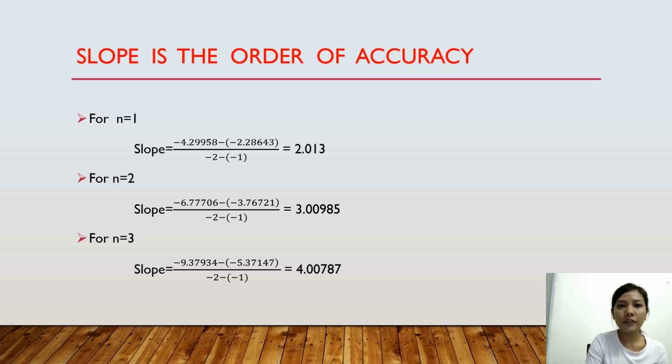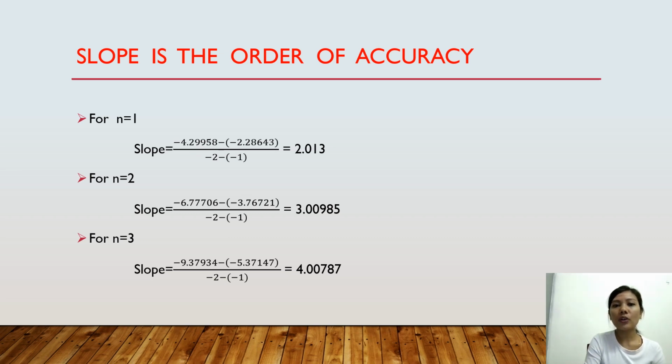The slope for the different values of n is as follows. For n equal to 1, the slope is equal to 2.013. That means we can say that the slope is equal to 2. For n equal to 2, the slope is equal to 3.00985, that is equal to 3. For n equal to 3, the slope is equal to 4.00787. That means we can say that the slope is equal to 4.